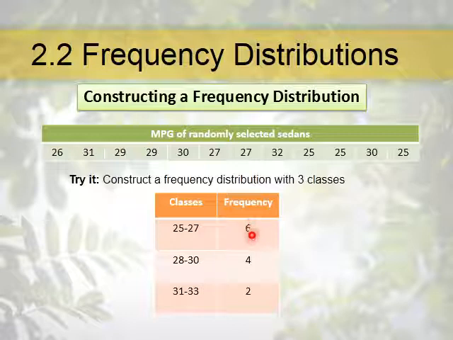And then finally, I just have to count up how many are between 25 and 27, between 28 and 30, and between 31 and 33. And again, just as a quick check, I add up my frequencies and I get 12. I had 1, 2, 3, 4, 5, 6, 7, 8, 9, 10, 11, 12 data points. So I can rest assured that I didn't make any grave mistakes.